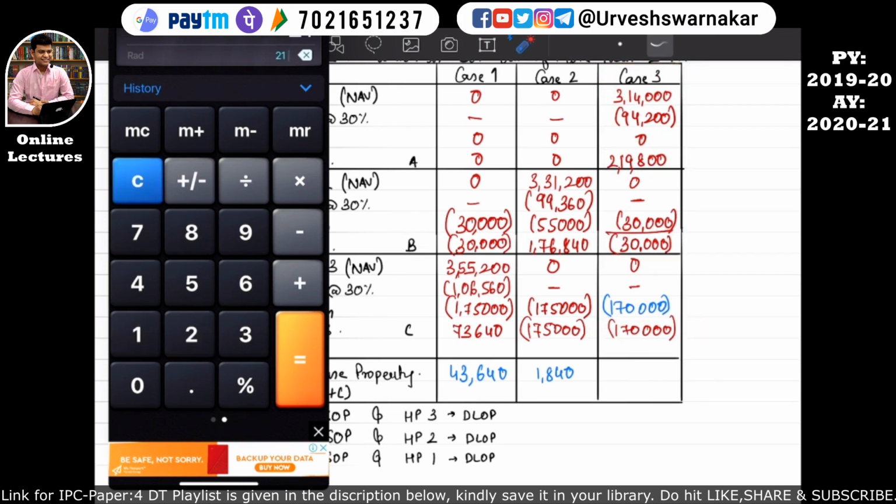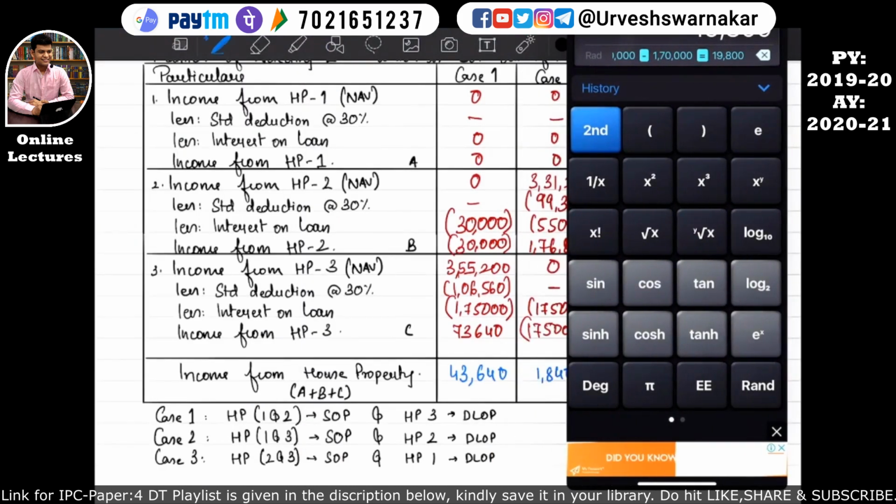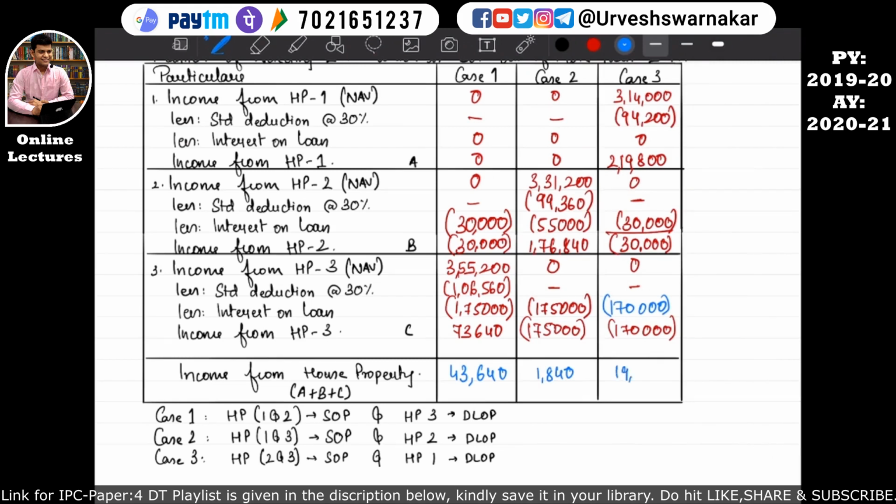In case number 3, okay, we will add this and this, okay. So 2,19,800 minus 30,000 minus 1,70,000 is equal to 19,800. So basically case 2 is the best case, because in case 2 the least income will be taxable, okay. So basically we will consider case 2 as the appropriate case for Mr. Ganesh. I hope this is quite clear.